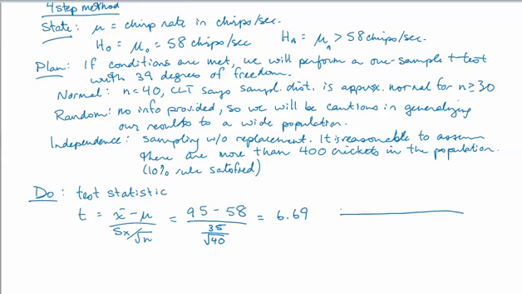Now we need to use that to find our p-value. So if we sketch this out, 6.69 being there, we want to find the area in this section. And so we can do tcdf: lower, upper, and degrees of freedom. So you're going to enter tcdf, 6.69, E99, and 39.